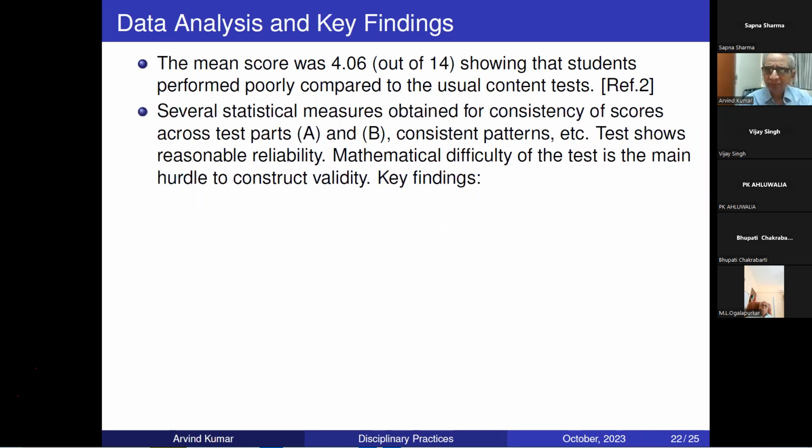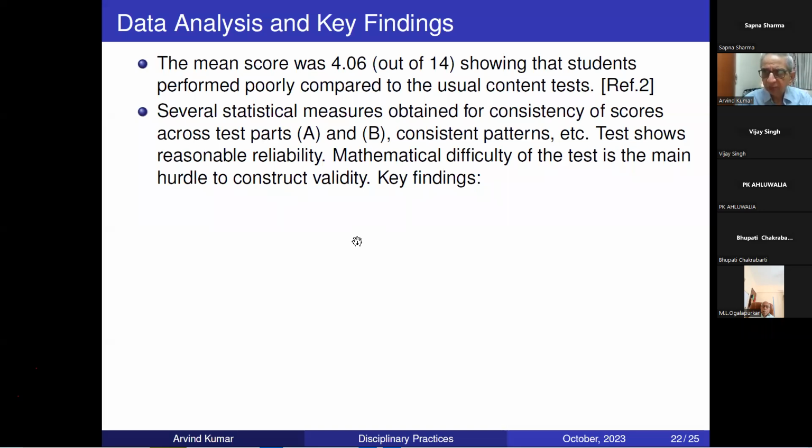There are several statistical measures. All the statistical methods are given in the paper. Reliability coefficient, the Cronbach alpha coefficient, and then the consistency patterns also. Whether the same student who made a mistake, as I told you, there are pairs of questions, each with the same kind of pitfalls. So if a student is making a pitfall here, does he or she make the same pitfall there? So we developed a measure for that. The measure was reasonably good.